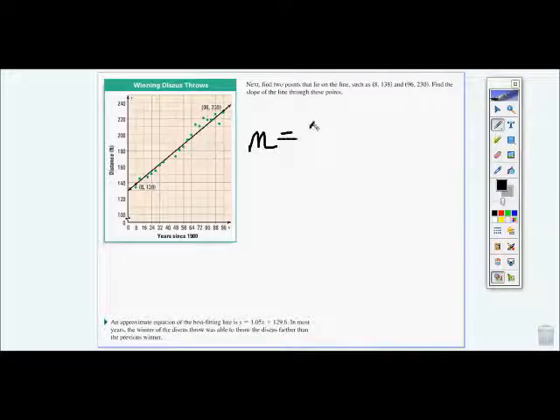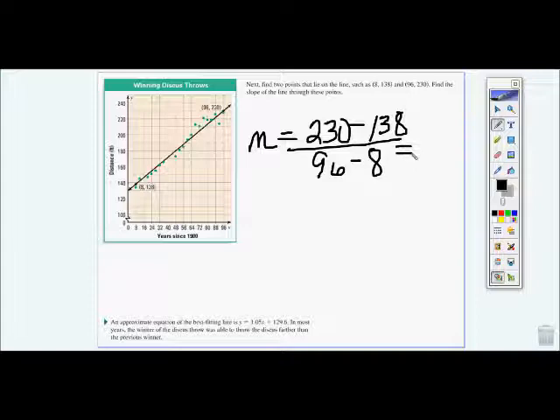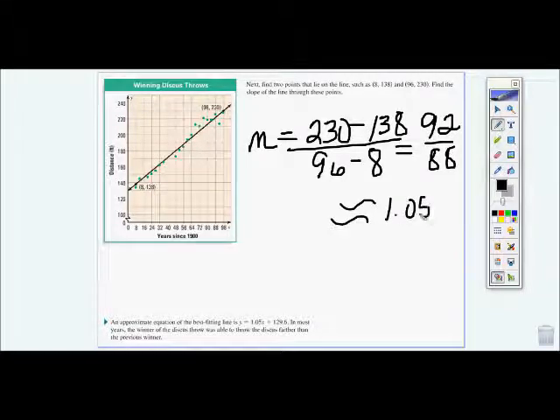M equals 230 minus 138 over the difference between the x's, 96 minus 8. I chose to go that way so I could have a positive. I have 92 over 88. And so that's a rate of change of about 1.05. You'll notice then they plug that back into the slope-intercept form. And so we're doing the same as we were doing with lessons 5.1 to 5.3.